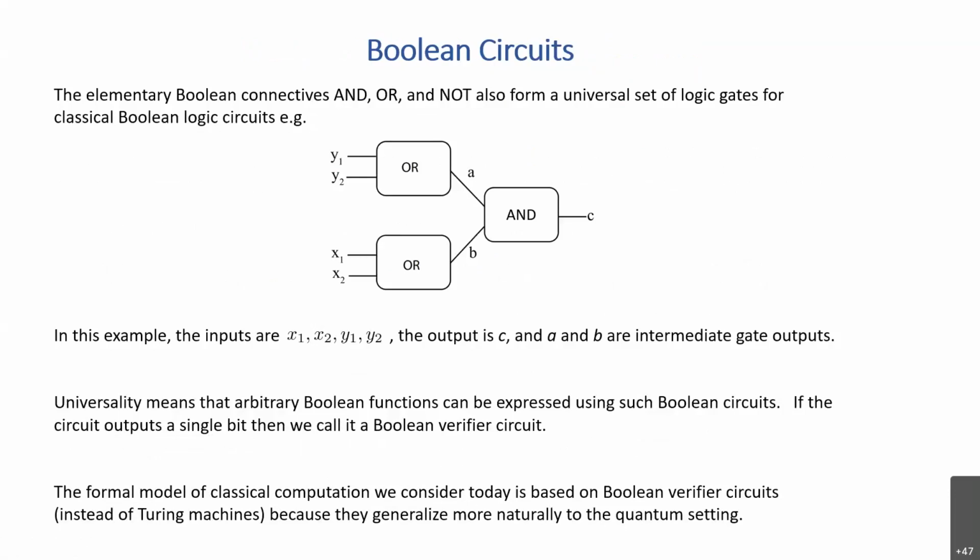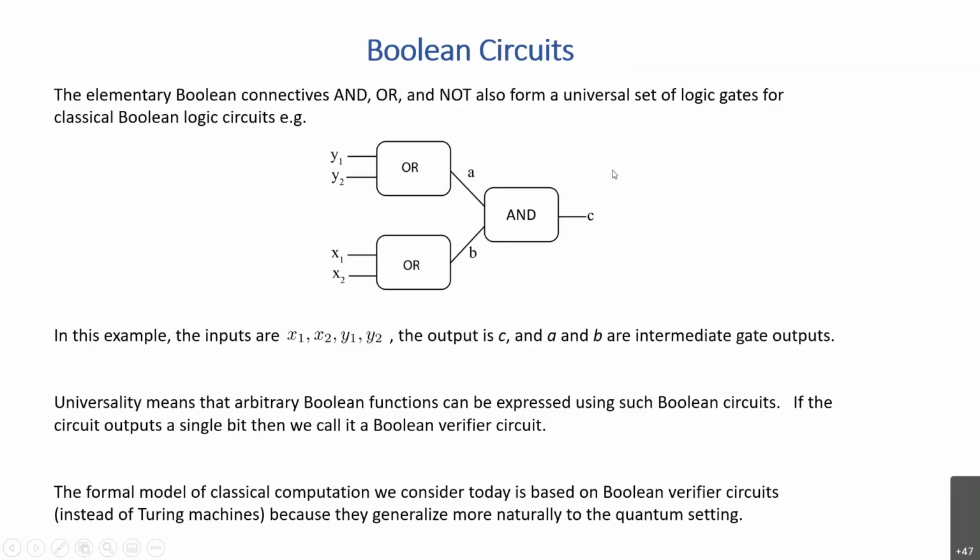Okay. So these Boolean connectives and/or not also form a universal set of logic gates for classical Boolean logic circuits. And so here, let's think of a circuit where you have these inputs, x1, x2, y1, y2, and they go through these gates, right? So A and B mark intermediate outputs of these logic gates, and then C would be like the output of the entire circuit.